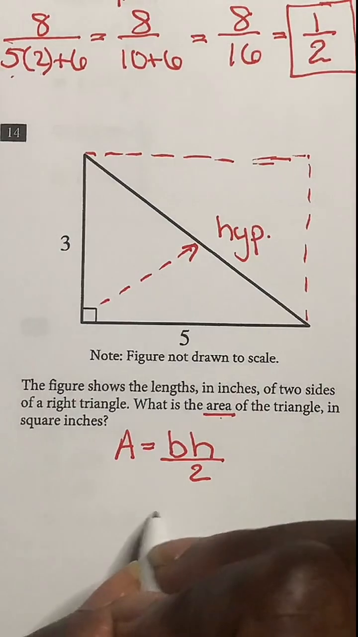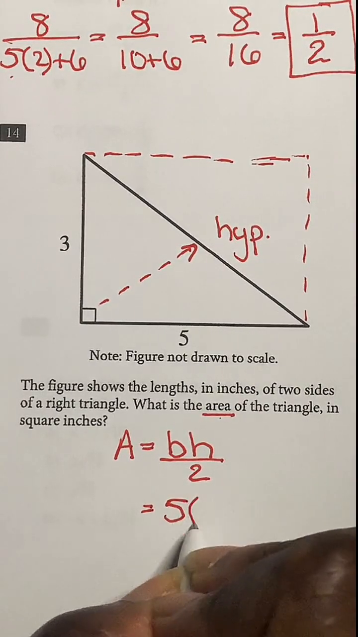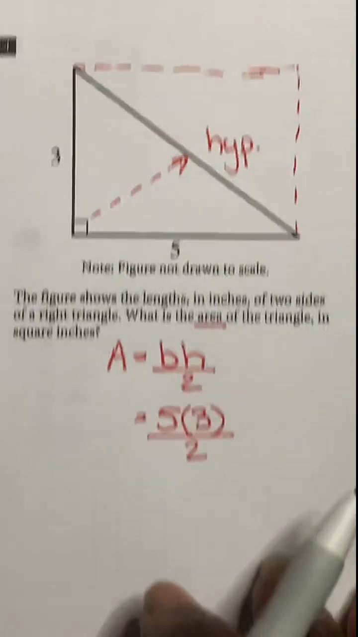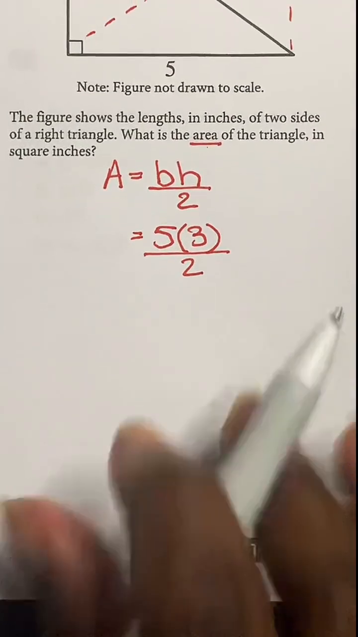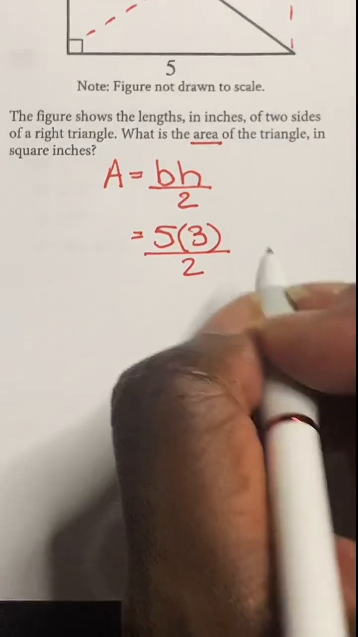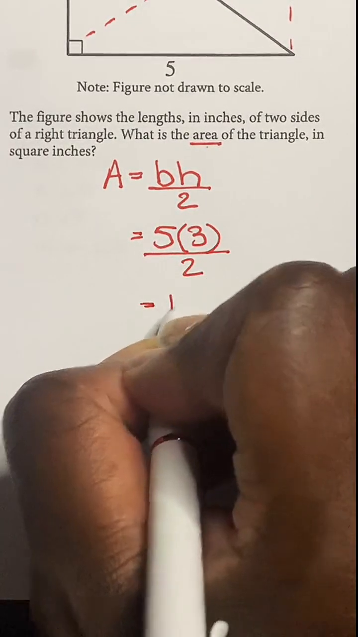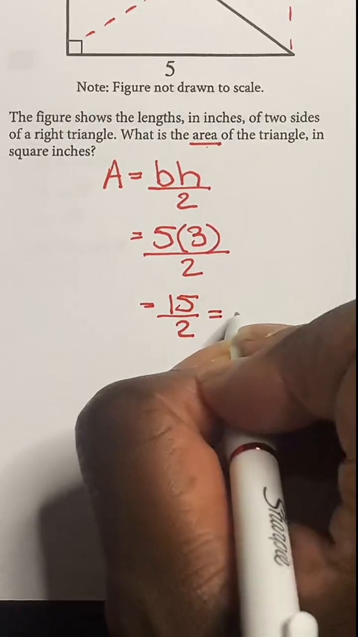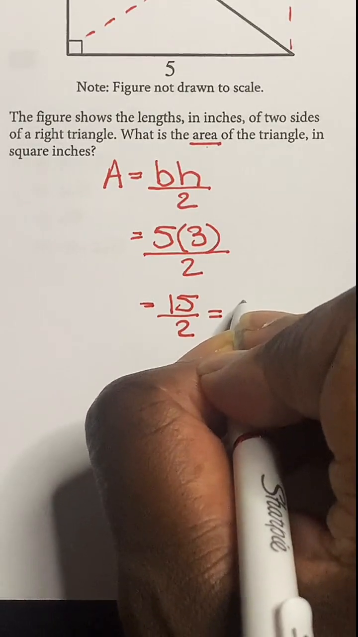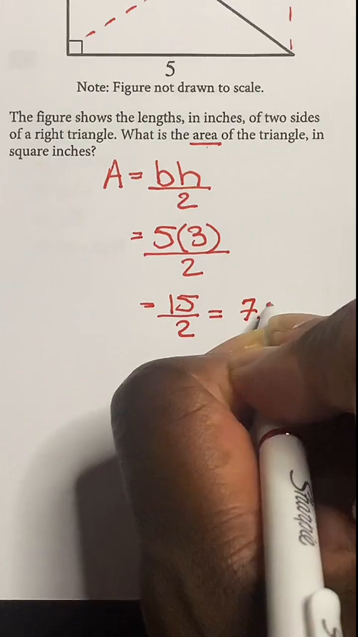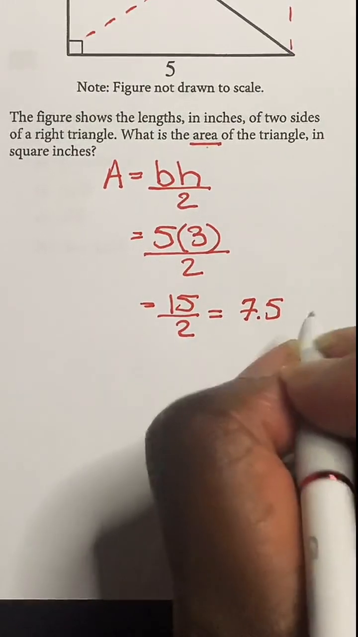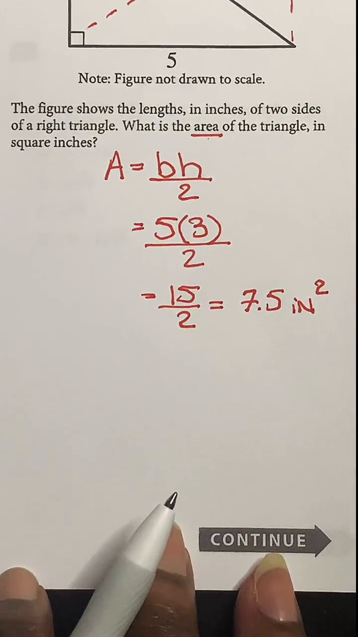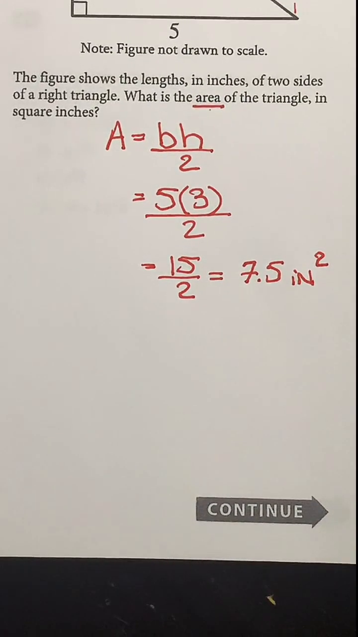Okay? So you got your base, which is 5. You got your height, which is 3. You're dividing by 2. Okay? So 15 divided by 2. You can either leave it as 15 halves because they do accept that, or if you're doing a fill-in, it will be 7.5. They would accept either one of those, and this is in squared inches. Okay, they will accept either one of those.